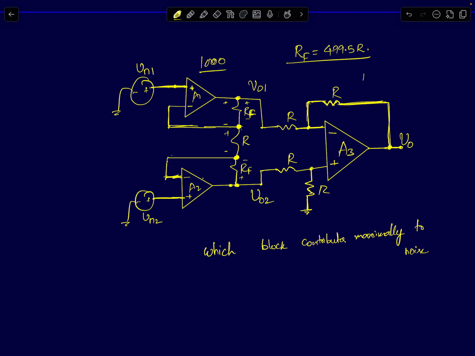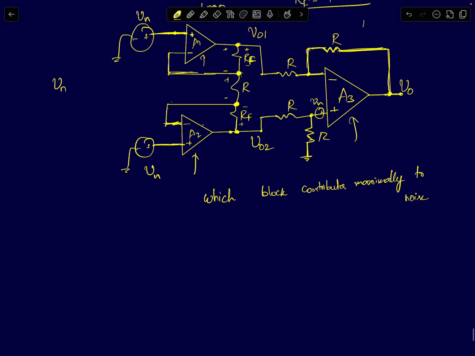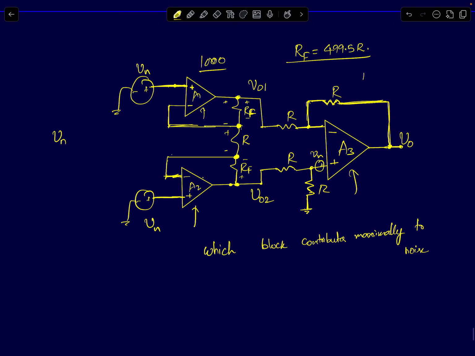We are supposed to find out what the noise contributions are due to the 3 op-amps. You have 3 op-amps in the circuit. All 3 op-amps have input referred noise. Let's assume the input referred noise voltage is Vn, the same for all the op-amps. It's Vn here, Vn here, and Vn here. Then what is the overall input referred noise? Let me pose the question this way.